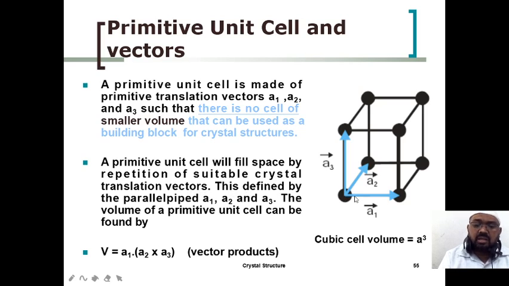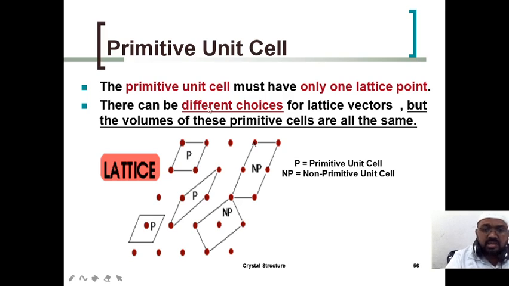We call such a figure a parallelepiped, and a1, a2, a3 are translation vectors. The volume can be given by a1 dot (a2 cross a3), so that is a vector product. And you already know the volume of this unit cell is a cube.